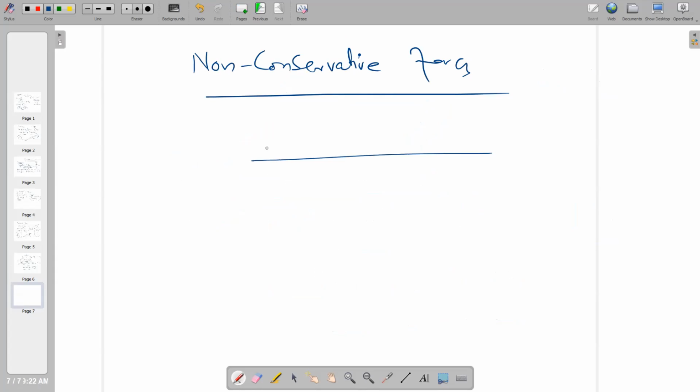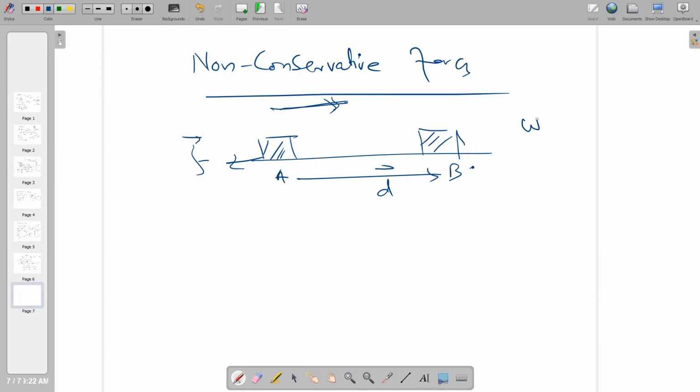You can see with this example, if we have this block, and this is its A position and this is its B position, the applied force is this one and the frictional force is this one. The displacement is in this direction and the frictional force is in the opposite direction. So the work done will be F d cos 180 degrees, because the displacement is in this direction and the frictional force is in this direction. So the answer will be minus F d from A to B.